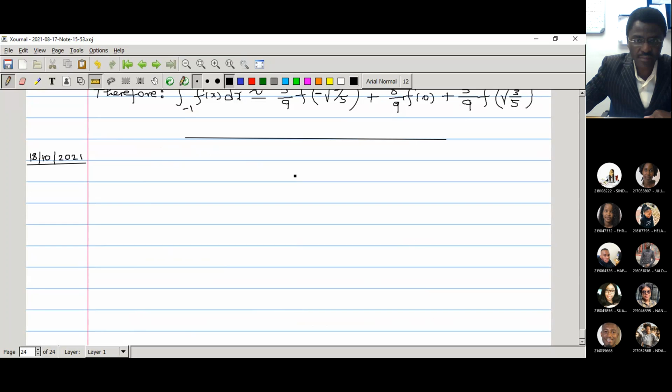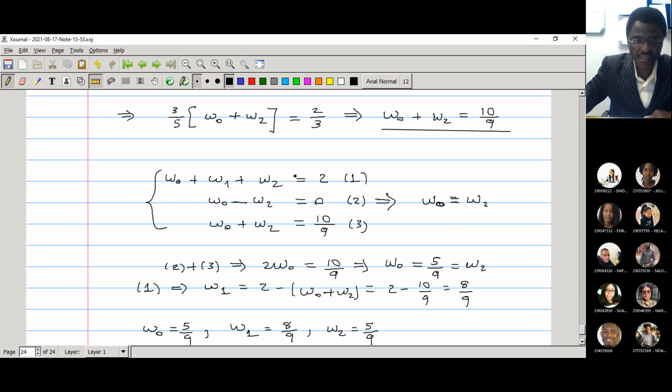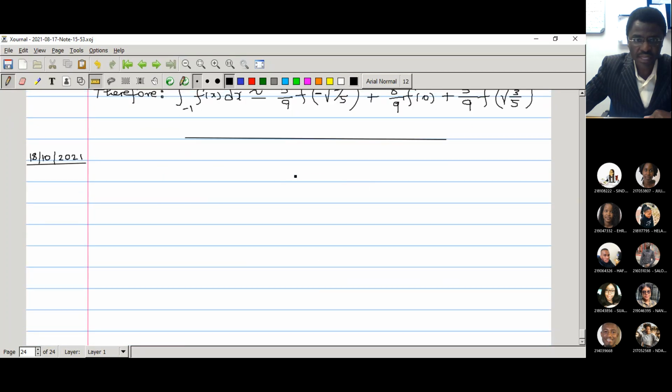Okay, so we did this. This is the method of undetermined coefficients that we covered last time. Now let's use our change of variable.